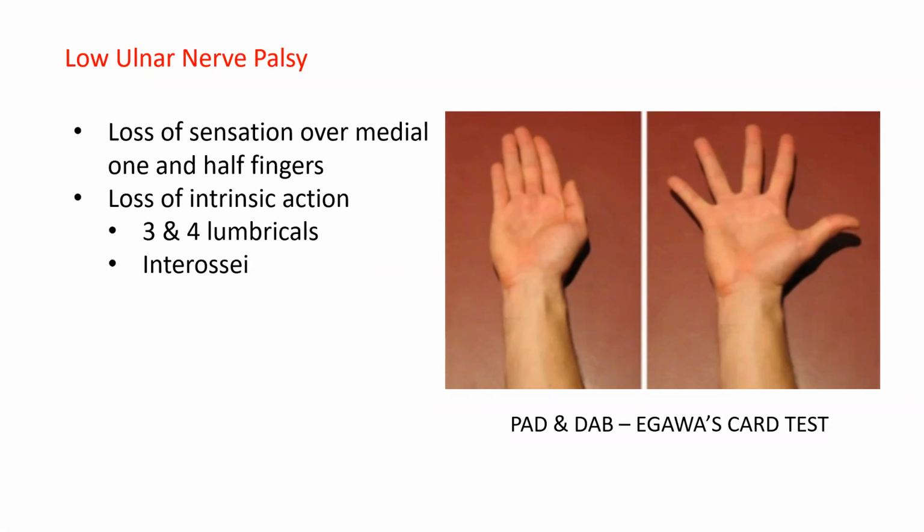Okay. And how to check the adduction? Usually we do it by performing the card test, which is known as the Froment's card test. You check the adduction. How to do this test? You just ask the patient to hold a card like this, right? Now, the wrong method of doing this card test is asking the patient to hold the card like this and trying to pull it this way. This is a wrong method.